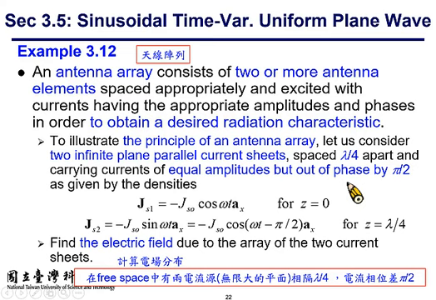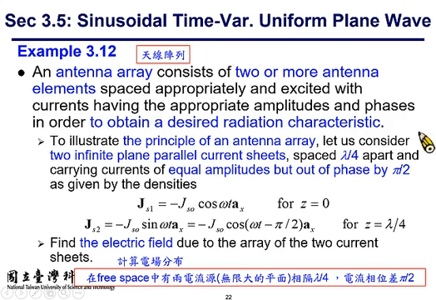So in this example, we will talk a little bit about the principle of array antenna. So let's look at the case. Suppose that we have 2 infinite planes of current sheets. And the spacing, the distance between the current sheets, is a quarter wavelength, lambda over 4.